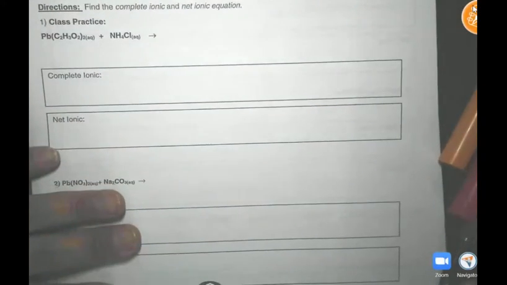So we're going to do this first one together. All right? So we're going to look at separating lead II acetate and ammonium chloride. So we're going to do the first one together. We're going to separate the ions.